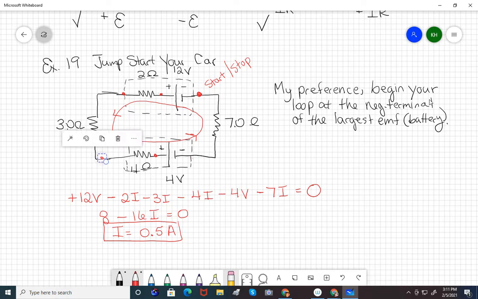Okay, if I do 4 times 0.5, that's going to be 2 volts. So I'm going to go from 9.5 to 7.5. I'm going to lose 4 more volts. So when I get to here, I'll be at 3.5, and then 0.5 times 7 is minus 3.5, and I'm back to 0. We definitely did that one right.